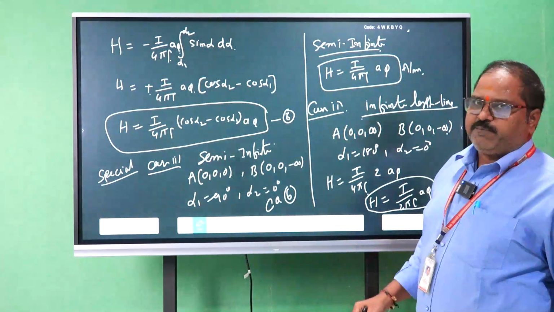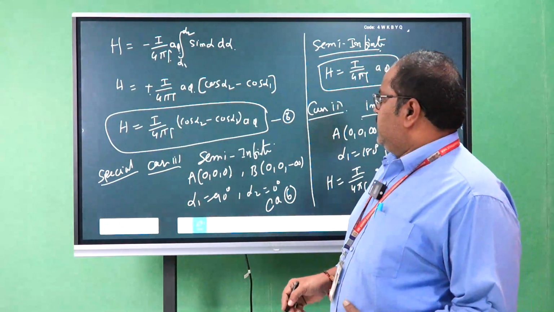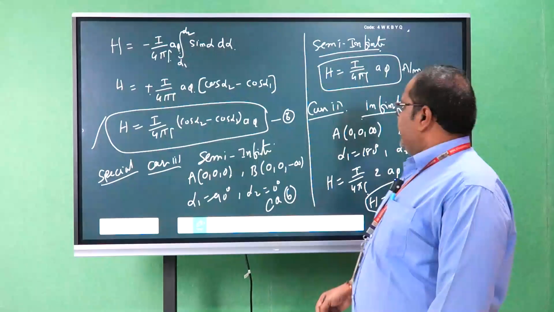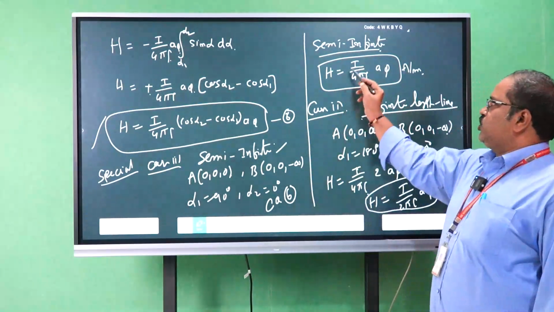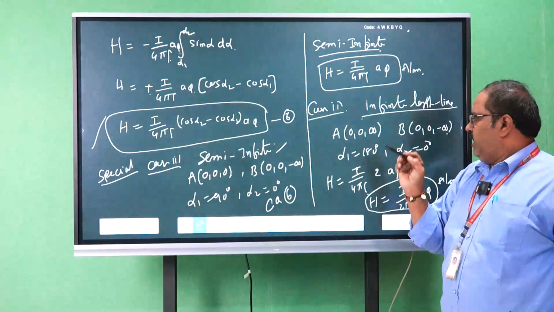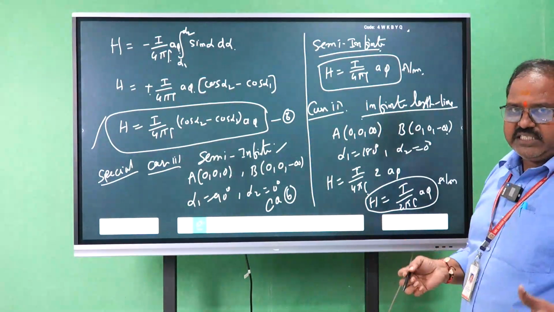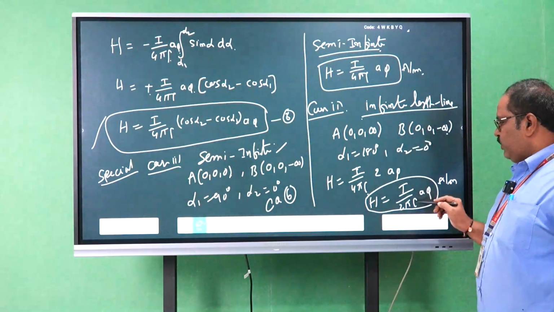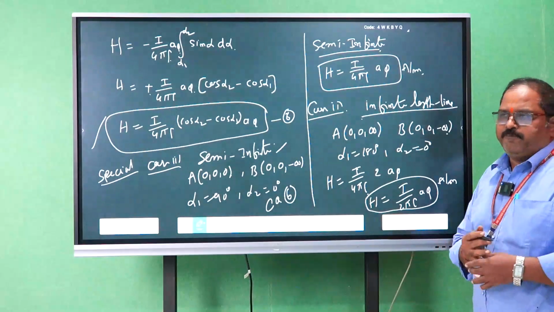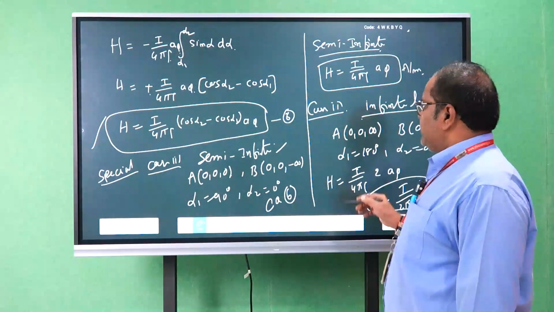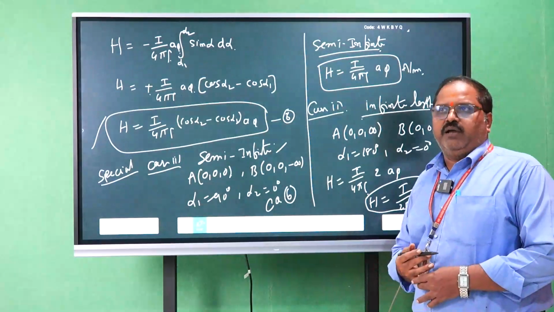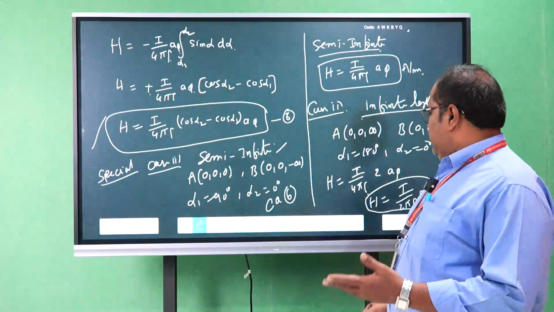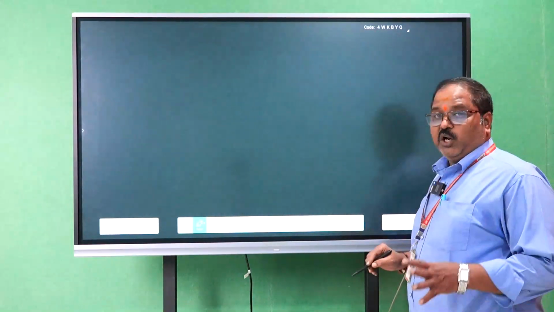This is a very important concept of magnetic field due to a straight filamentary conductor. The original expression is H is equal to I by 4 pi rho, cos alpha 2 minus cos alpha 1, a phi. For case 1, semi-infinite, H is equal to I by 4 pi rho a phi ampere per meter. For an infinite length line, the magnetic field intensity changes: H is equal to I by 2 pi rho a phi ampere per meter. This is one of the applications of Biot-Savart's law, the magnetic field due to a straight filamentary conductor. Another one is the magnetic field due to a circular loop.